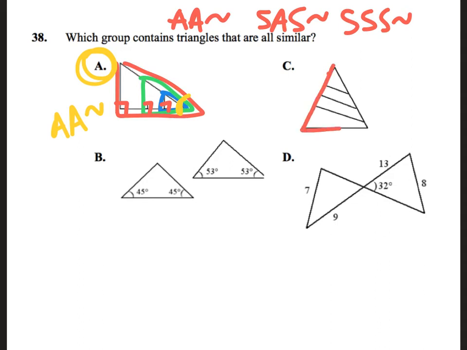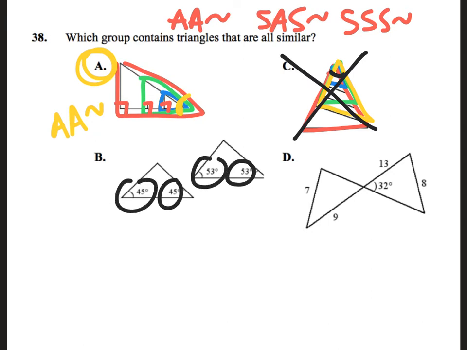Notice right off the bat this one has this one big triangle, and then it has a bunch of other little ones. In fact, I think it has 4 other little ones. Notice they all share that top angle, but really nothing else. And I don't have any side lengths, so I can't check side lengths. So C is out. My next one, notice we have a 53 and a 45 and a 53 and a 45. Again, those angles need to be the same, so this one's out. Again, this one and this one would have to match. This one and this one would have to match.